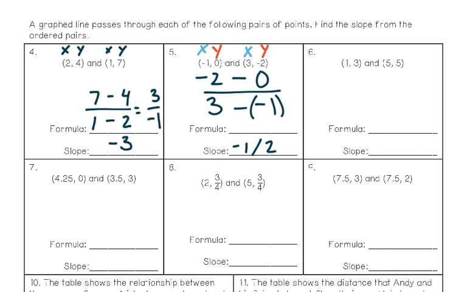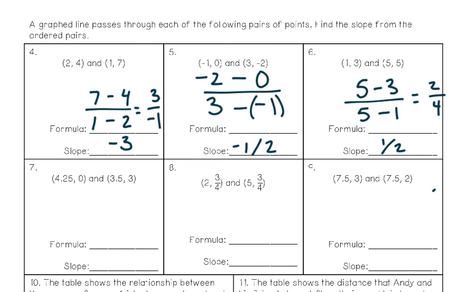Last one, go ahead and try number 6 all by yourself. Press play when you're ready to check. You may have got a slope of 2 over 4, which is the same thing as 1/2. All right, 7 and 8 we're going to skip. They're good practice and you can try those, but I'm not going to go over those answers in this video. We're going to do number 9 together.